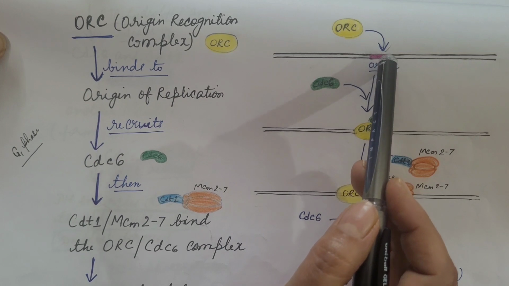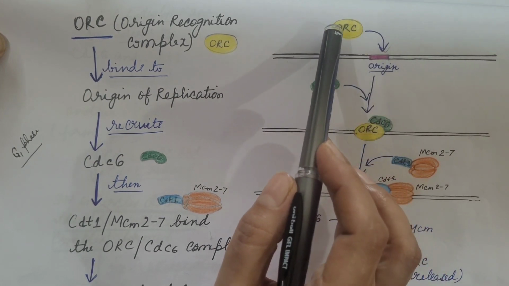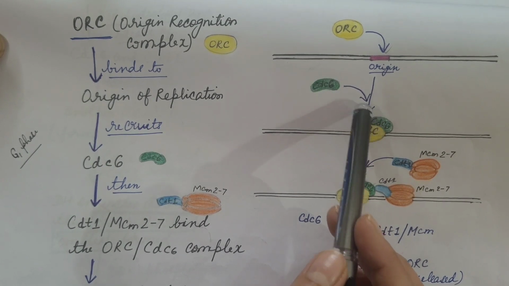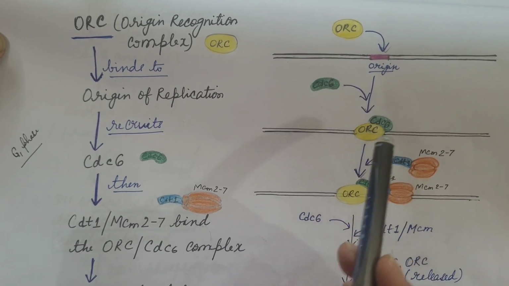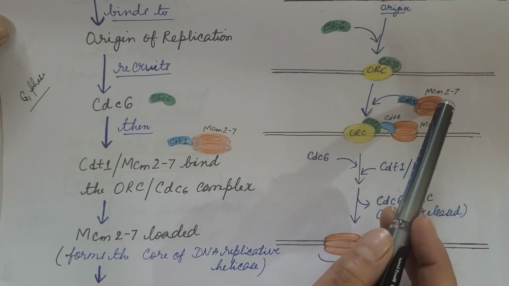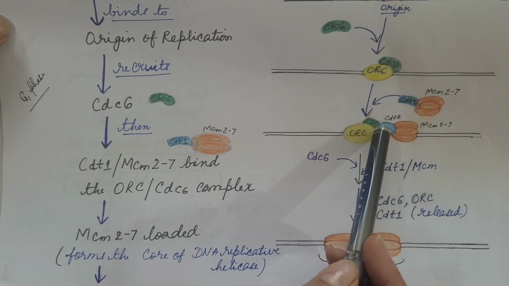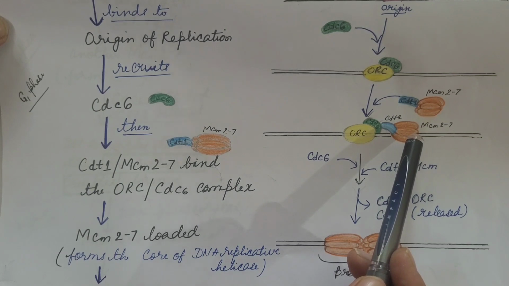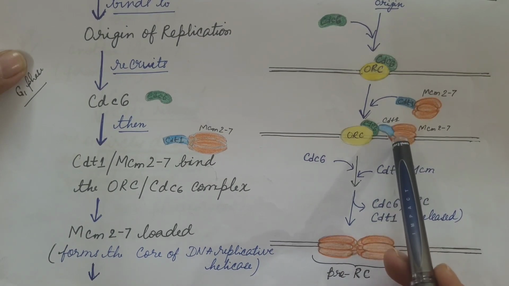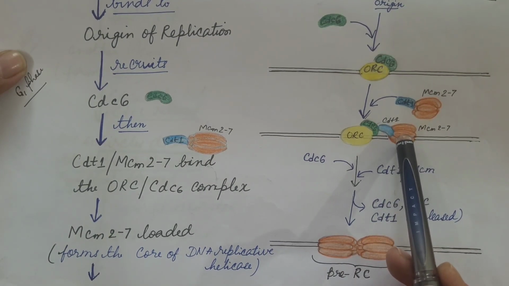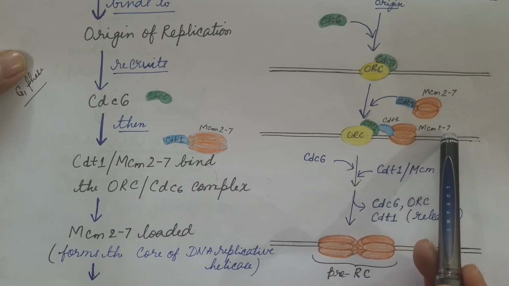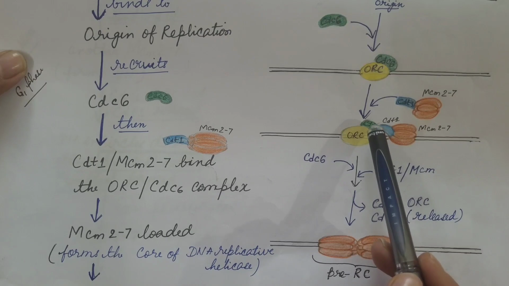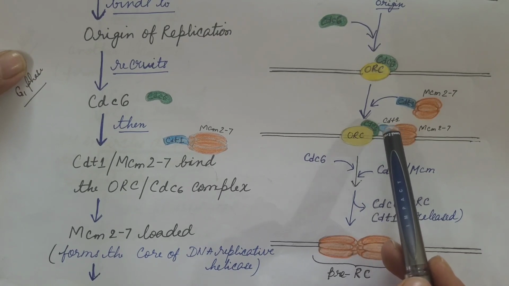So this is the origin of replication. ORC comes and binds to it. Then it recruits CDC6 protein. Now CDT1 and MCM2-7 come and bind to this ORC-CDC6 complex. MCM2-7 is loaded by CDT1. And this loading of MCM2-7 triggers ATP hydrolysis, as a result of which CDC6 and CDT1 are released.